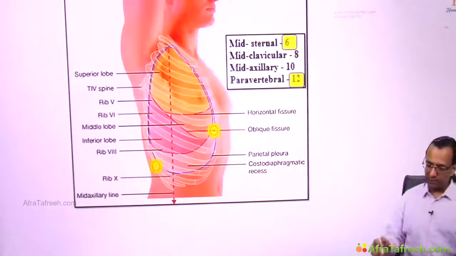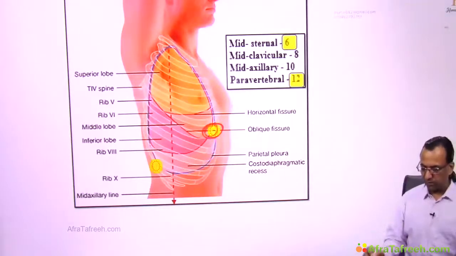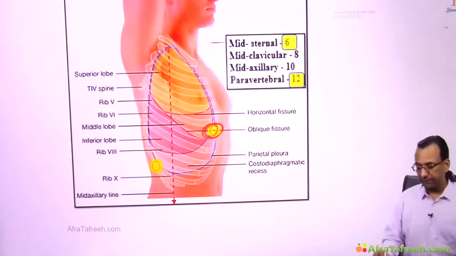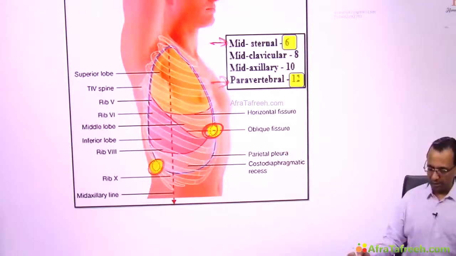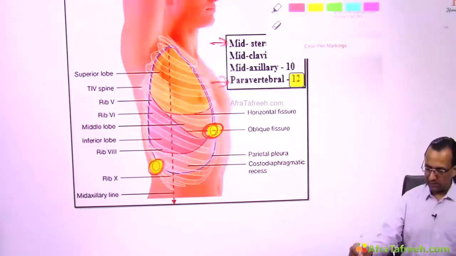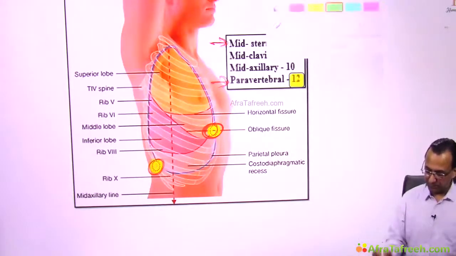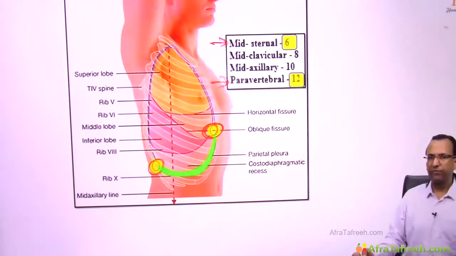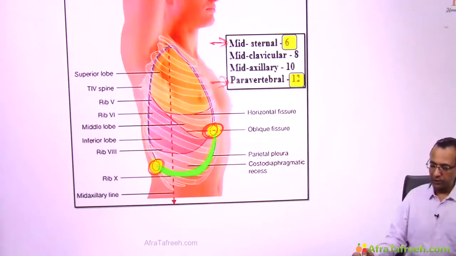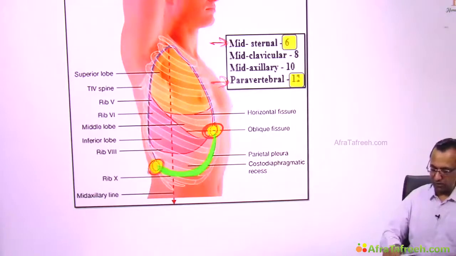And where is the 6th rib? The 6th rib is in the mid-sternal line. And where is the 12th rib? Posteriorly, in the para-vertebral line. So what have you marked here? What I have marked is the inferior diaphragmatic surface of the pleura. 6, 8, 10, 12. We begin with 6 anteriorly and reach 12 posteriorly.